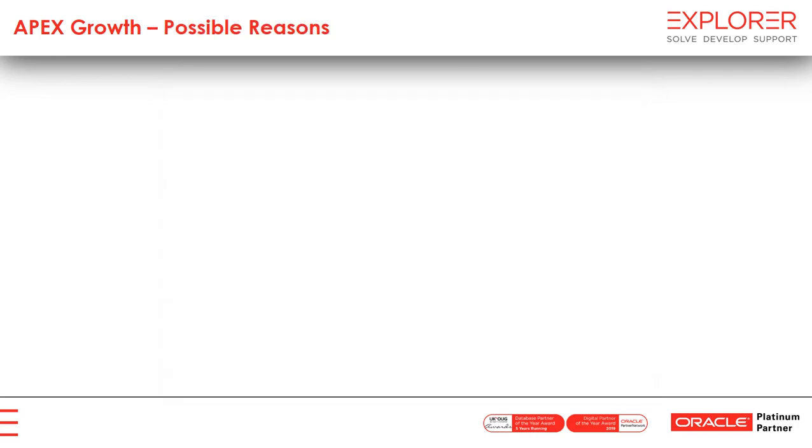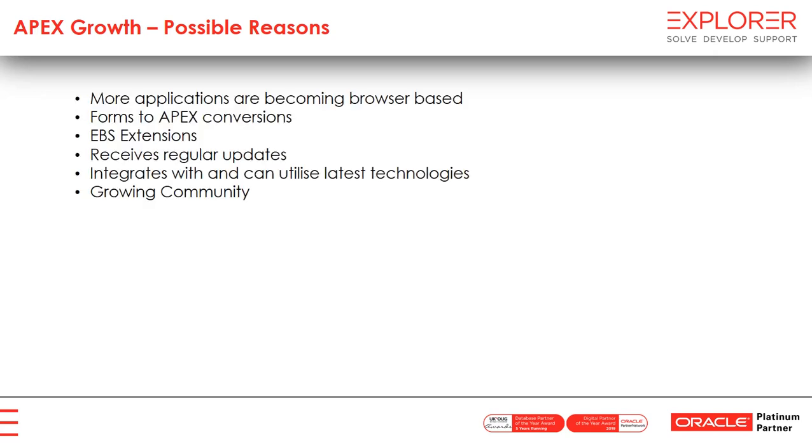What are the possible reasons for this growth? Well, there are a number of them. More and more applications are becoming browser-based, with huge advantages in terms of deployment, support and availability. A lot of people with Forms applications are starting to migrate for a variety of different reasons. Businesses with existing EBS estates are looking for solutions to easily extend their functionality. It's a tool that receives regular updates, giving new functionality.